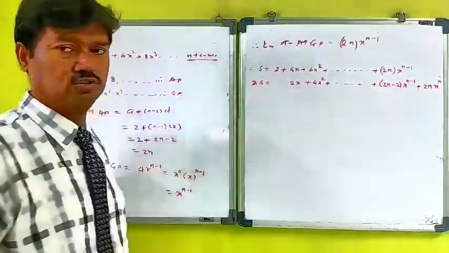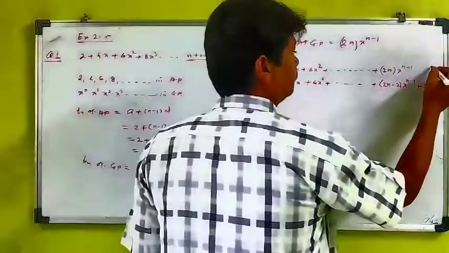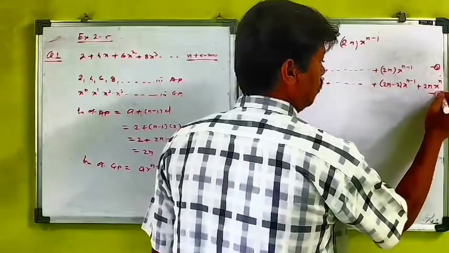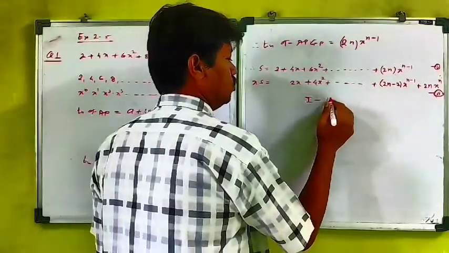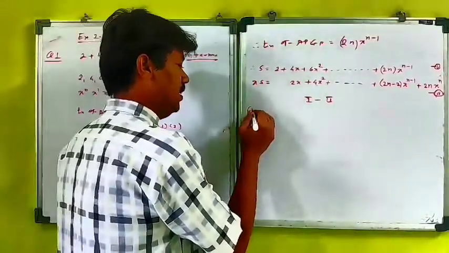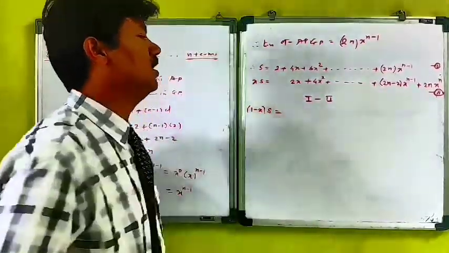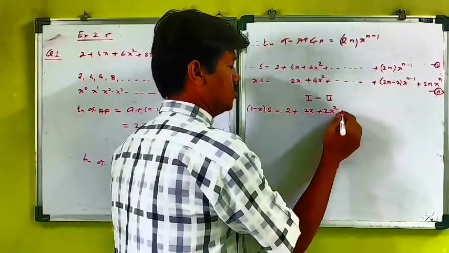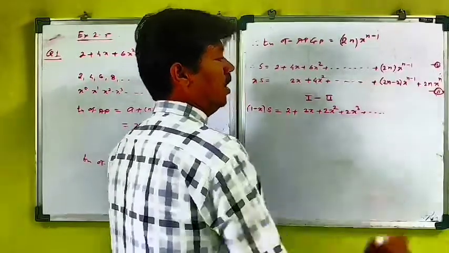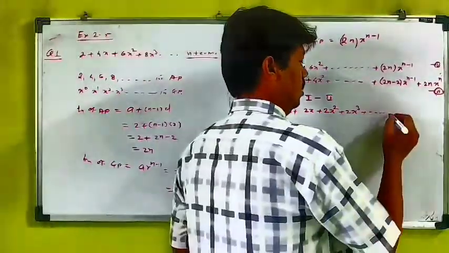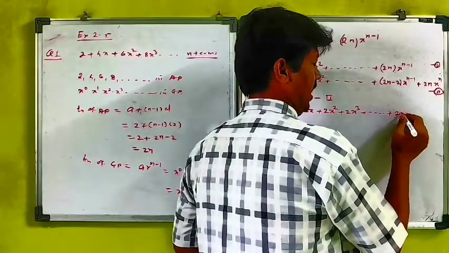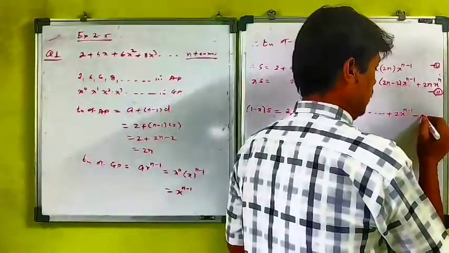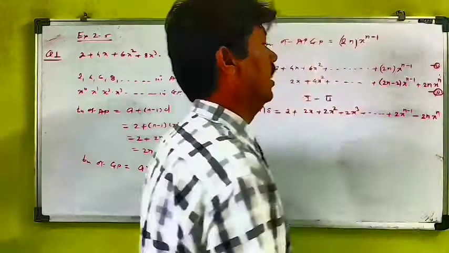And then subtracting these two. This is number 1, this is number 2. So, as per the rule, that is 1 minus x into S. So that is 2 plus 2x, 2x squared, 2x cubed, and so on up to 2x to the power n minus 1. And the last is minus 2n x to the power n, like this.